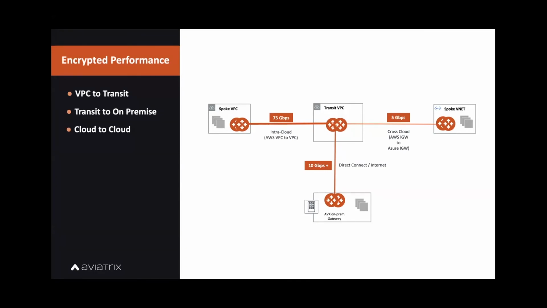Then if you're doing from cloud to cloud, like AWS to Azure, AWS to OCI, you can get 5 gig. And that's unprecedented because in the past, people would be stuck at 1.25 gig. But the 5 gig limitation here is not us at Aviatrix.